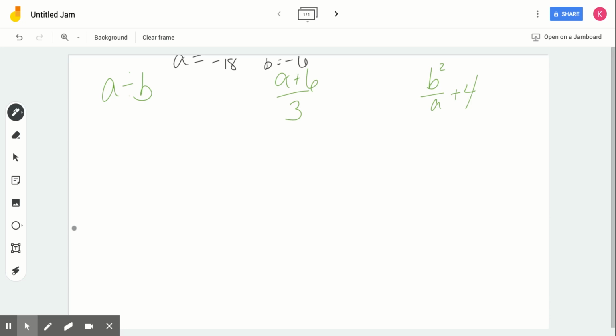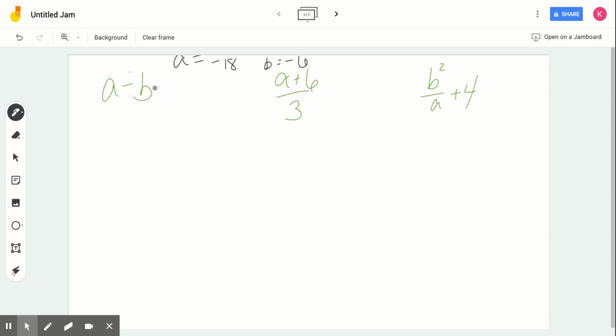Now that you've had a chance to look at numbers 7 through 9 on your own, we're going to talk about these together. Here, it's asking you to evaluate the expression when a equals negative 18 and b equals negative 6. What this is saying is that for each time that you see the variable, you're simply going to plug in these values and then simplify or evaluate to get the best answer.